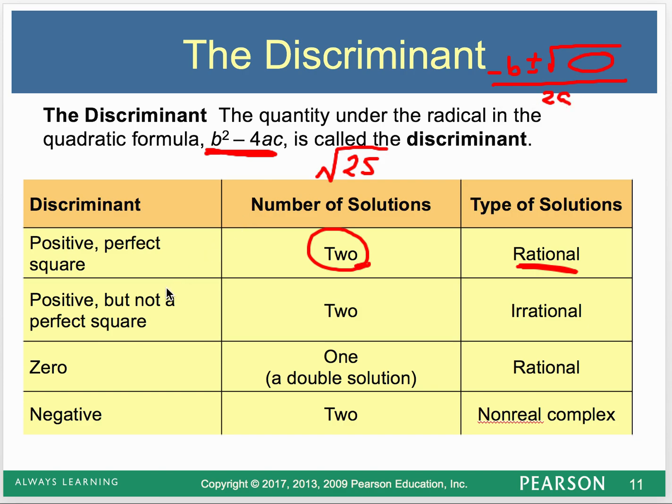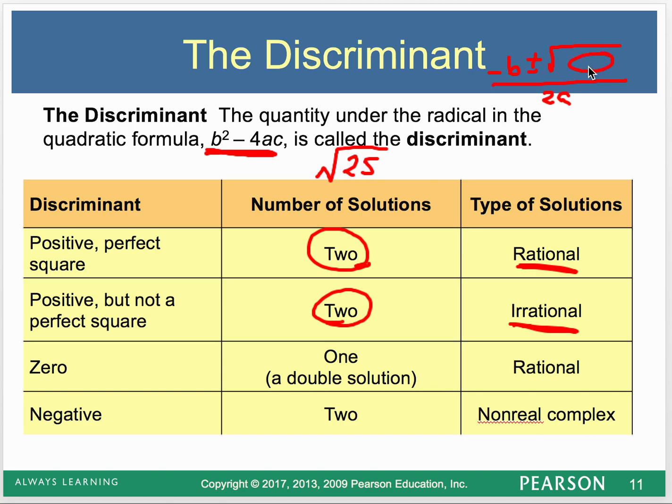If it's a positive number but it's not a perfect square, then that radical's not going away. And I'm still going to get 2 because I'm going to have the plus and minus, but this time they're going to be irrational. I would have like 3 plus square root of 7, 3 minus square root of 7. That square root isn't going away.